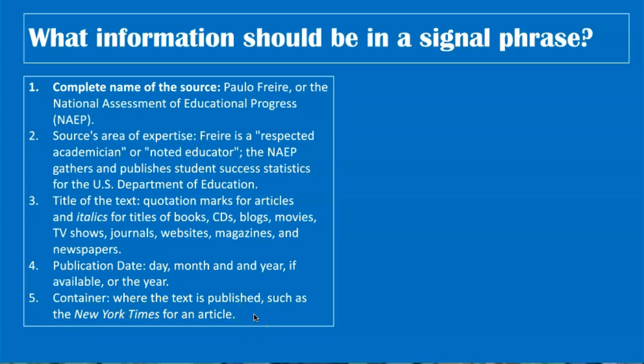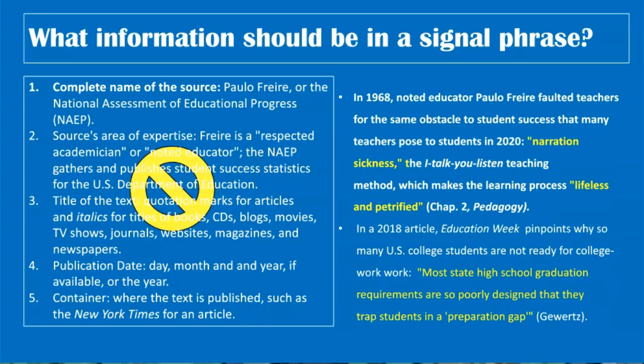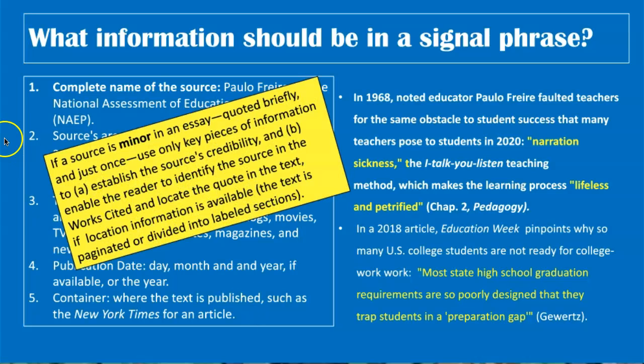Now, do you always need all of this information in a signal phrase? The answer is no. And we have 2 examples right here where all of this information is not included. Why is that? If a source is minor in an essay, quoted briefly and just once, use only key pieces of information to A, establish the source's credibility, and B, enable the reader to identify the source in the works cited and locate the quote in the text if location information is available.